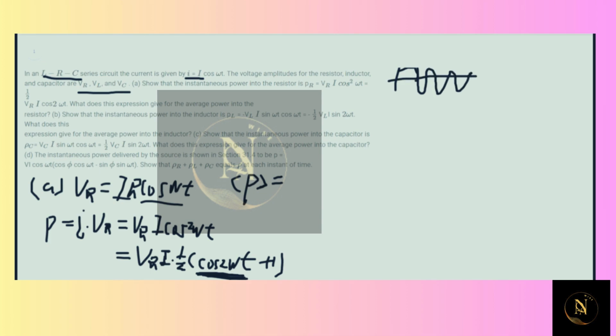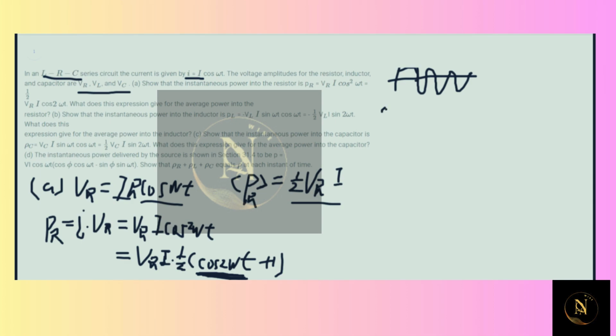So the residue will be the average value of the power, which will be equal to half of VR I. Yeah, that's it. So that is the power. So this is PR.